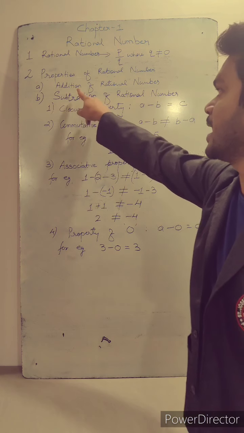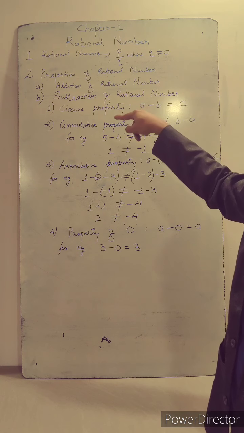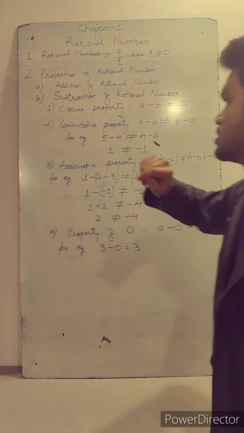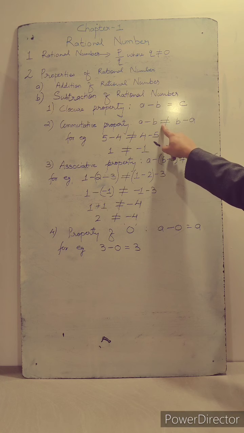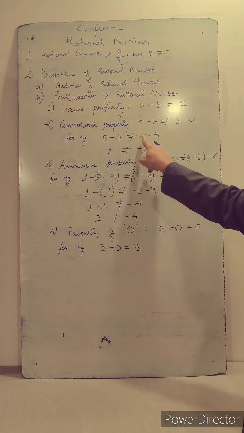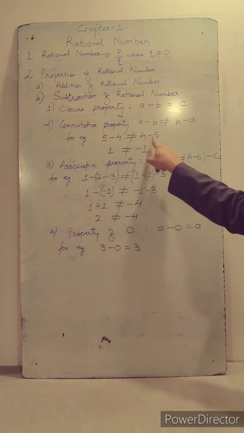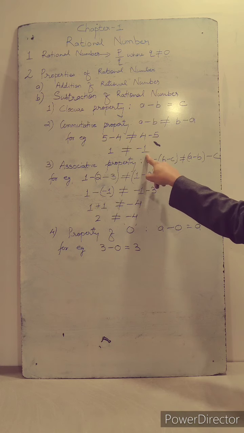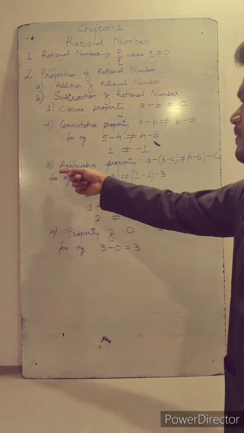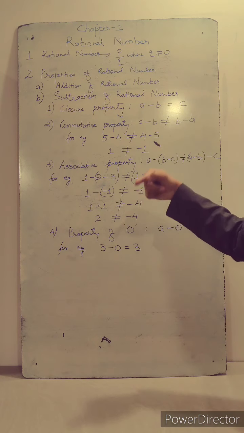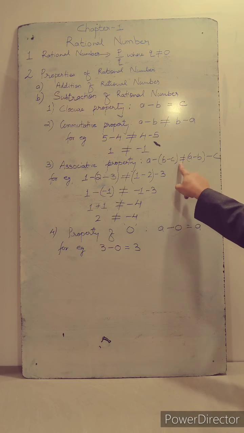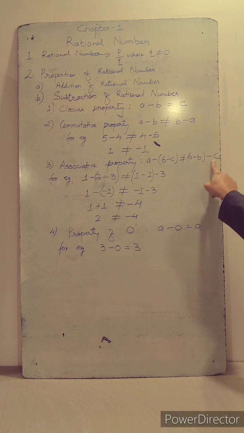The commutative property for addition was that a plus b is equal to b plus a. But this property is not valid for subtraction. That is, a minus b is not equal to b minus a. For example, 5 minus 4 and 4 minus 5. Their difference results are not the same. Similarly, commutative property is valid for two numbers, and for more than two numbers we have associative property, which is again not valid for subtraction. That is, a minus b minus c is not equal to a minus b minus c.